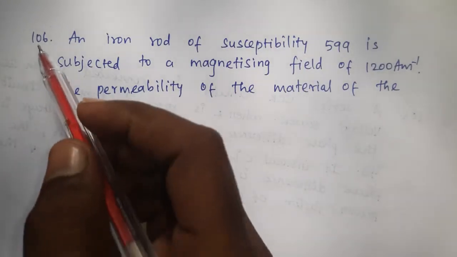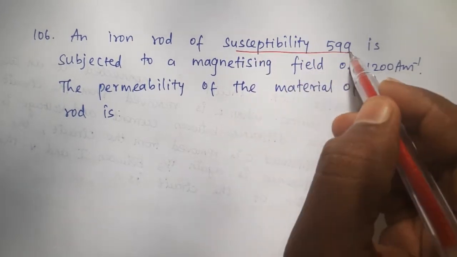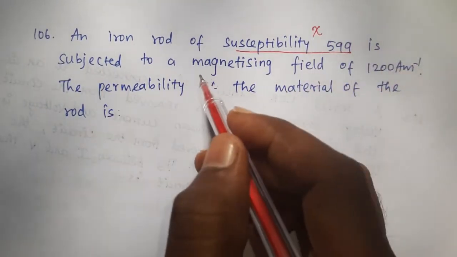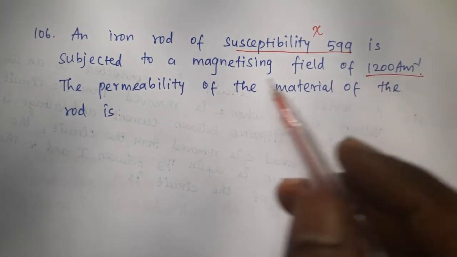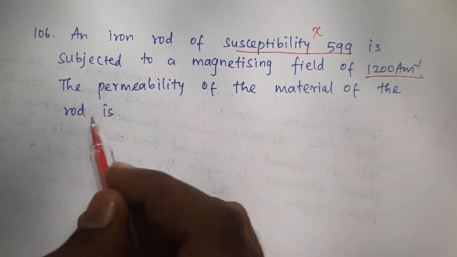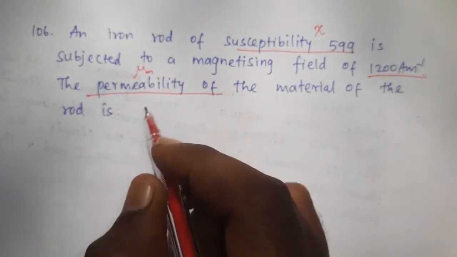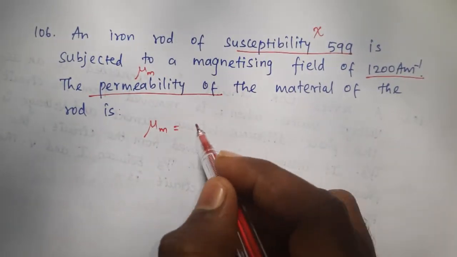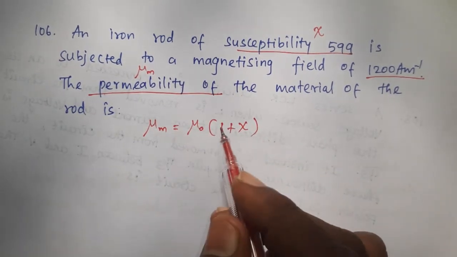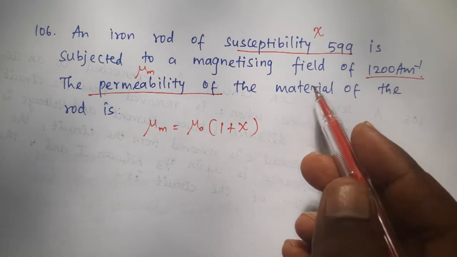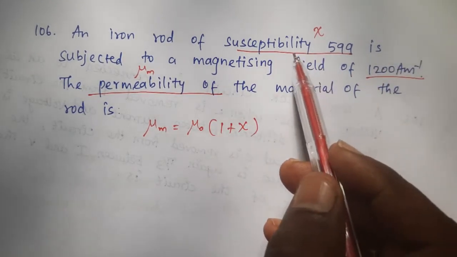Question number 106. An iron rod of susceptibility 599, susceptibility is nothing but chi, is subject to a magnetizing field of 1200 ampere meter power minus 1. The permeability of the material of the rod is, so they are asking the permeability of the material, mu m. Mu m is equal to mu naught times (1 plus chi). In this equation there is no magnetizing field H, so no need to use that data. We can use only this susceptibility.